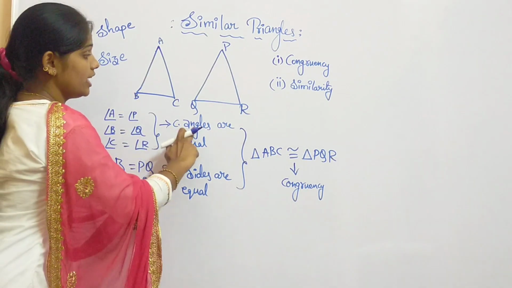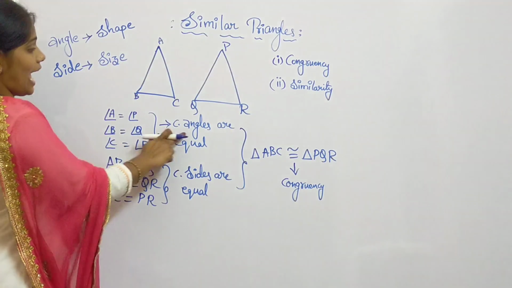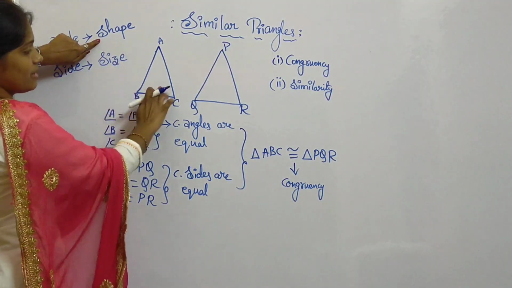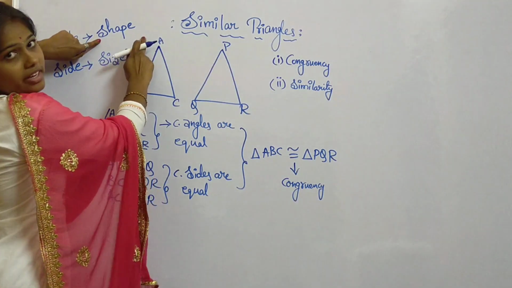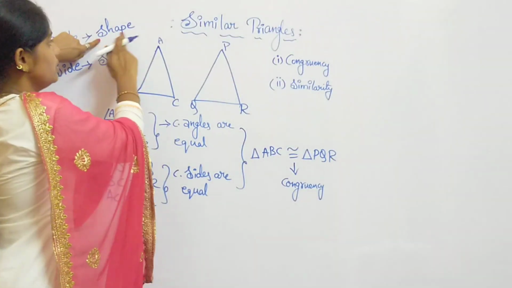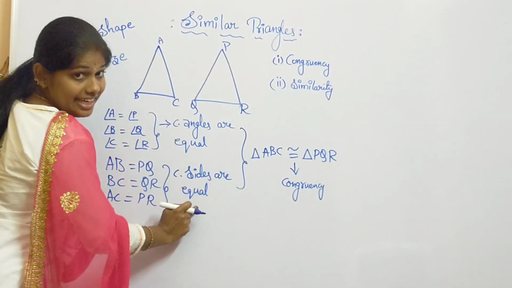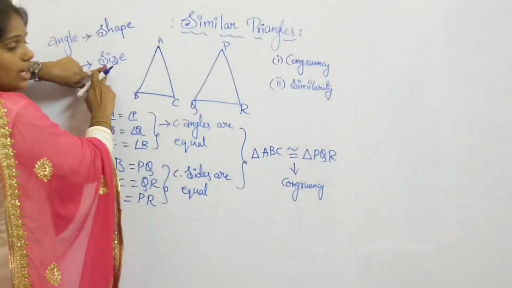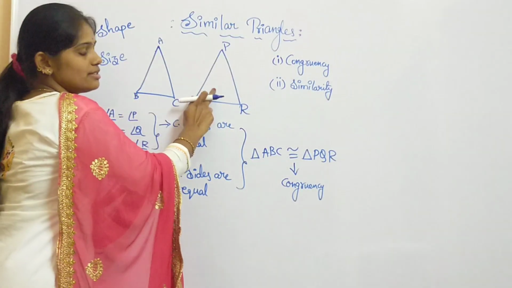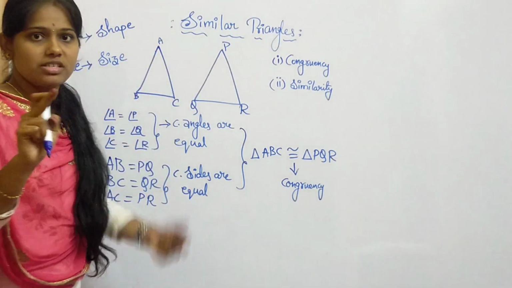Here, corresponding angles are equal, I am saying, right? Corresponding angles mean corresponding shapes. That means two triangles are having the same shape. And corresponding sides are equal, meaning corresponding sizes are equal. That means the sizes of the two triangles are the same and their shapes are also the same.